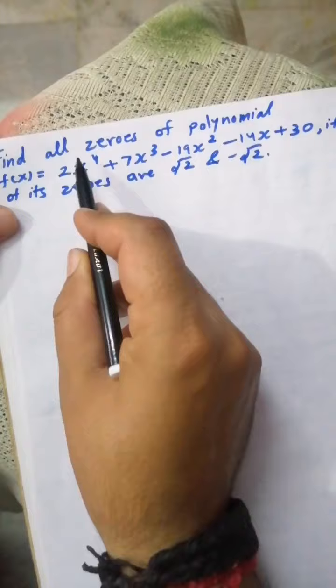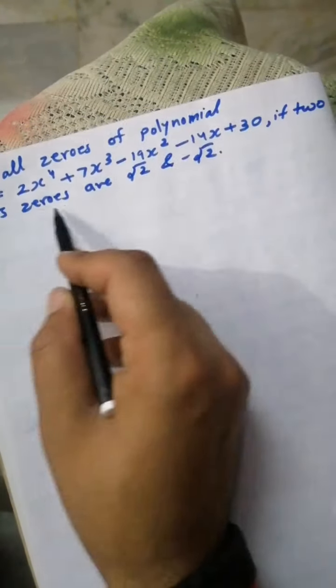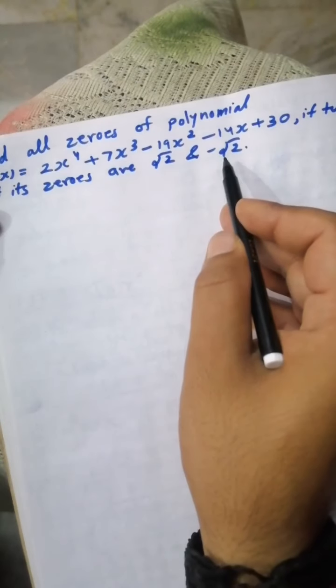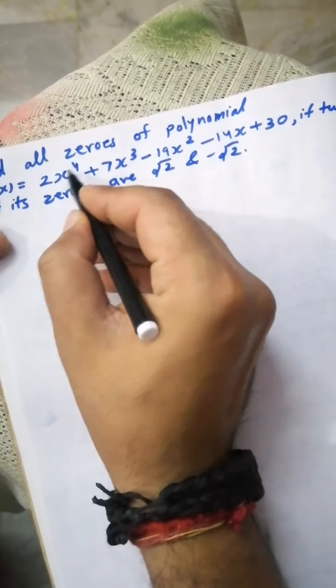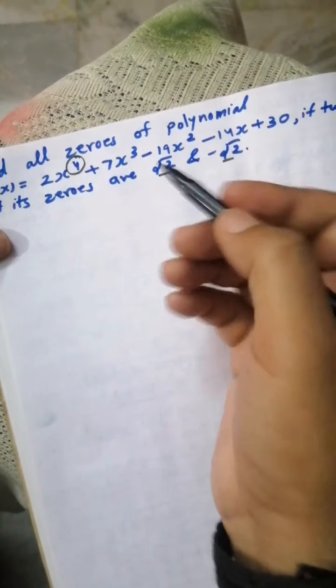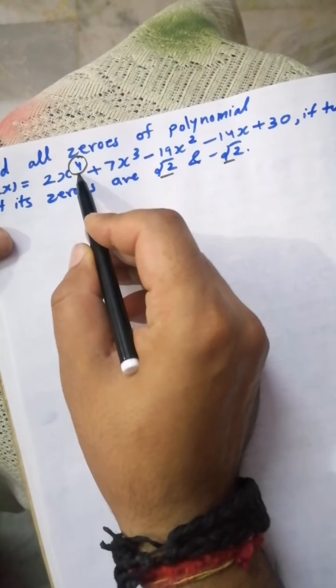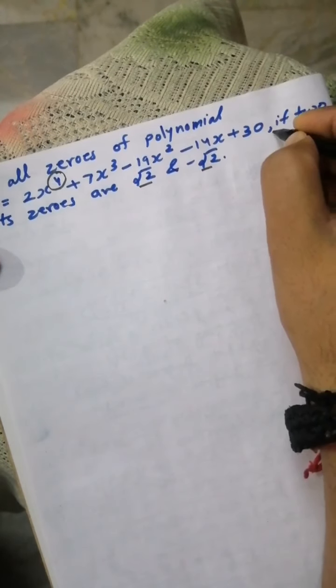One more example. It is given: find all zeros of the polynomial fx equals this, if two of its zeros are root 2 and minus root 2. So here you can see it is a polynomial of degree 4 and 2 roots are given. So we have to find the other roots. It means a maximum of 2 more roots, because if it is degree 4, then it will have a maximum of 4 roots.